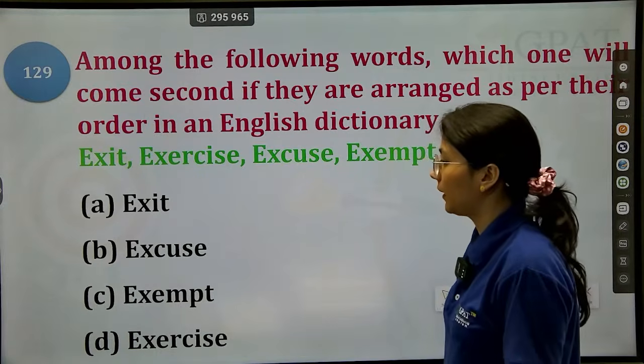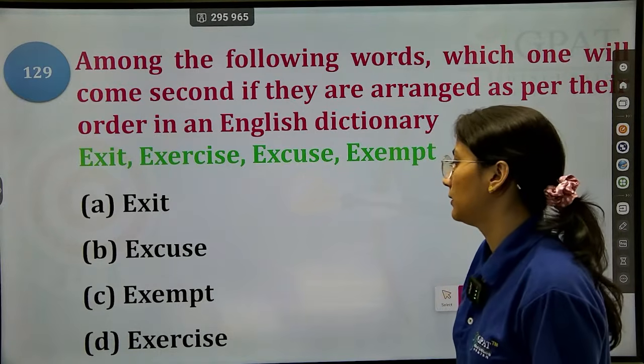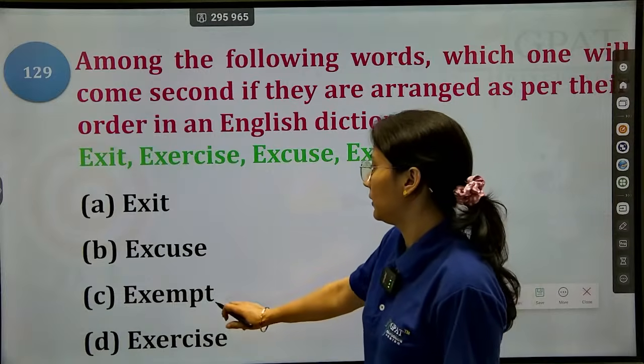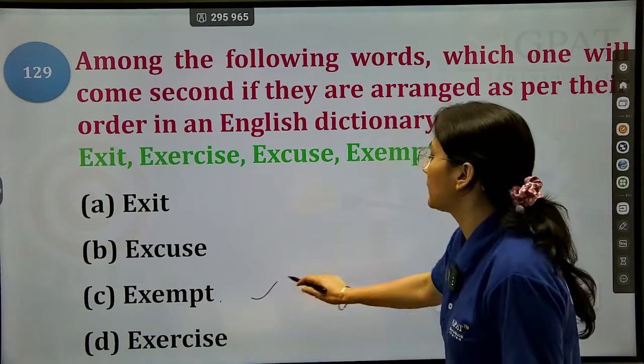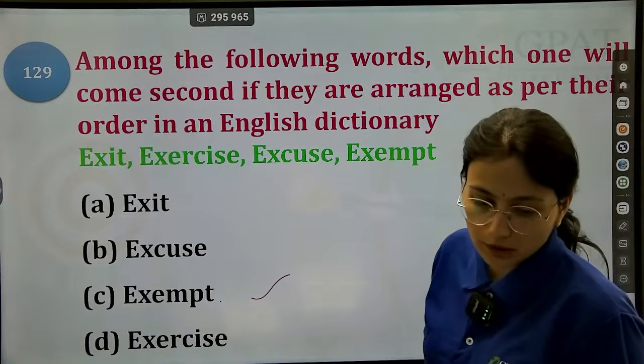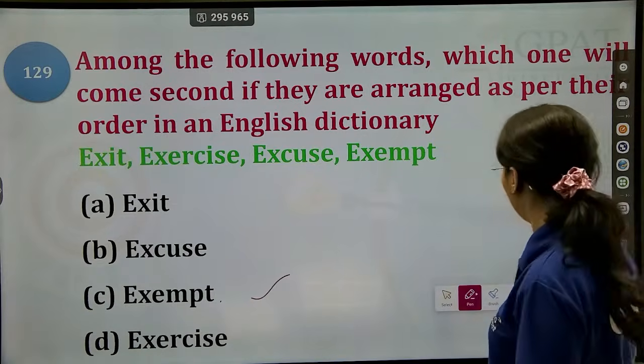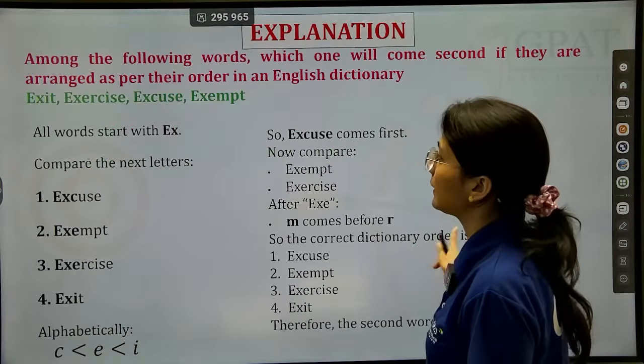That is exempt. That is exempt. So option number C is correct. That is option number C. Okay, option number C is correct.